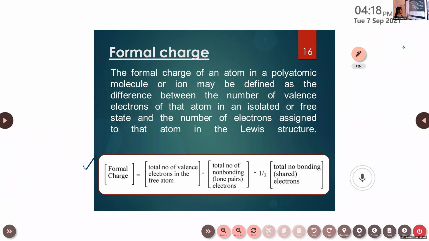So this is the equation to find out the formal charge. Formal charge is equal to the total number of valence electrons in the free atom minus the total number of non-bonding electrons, that is lone pair, minus half into the total number of bonding electrons. So this equation is very important. This is the equation to find out the formal charge of each atom present in a molecule or ion.